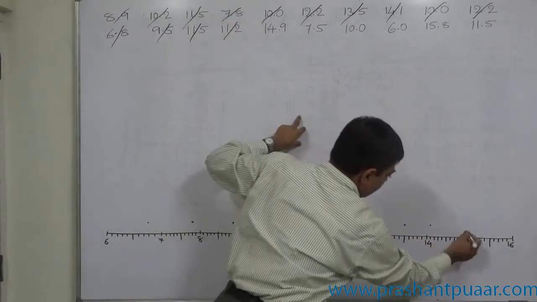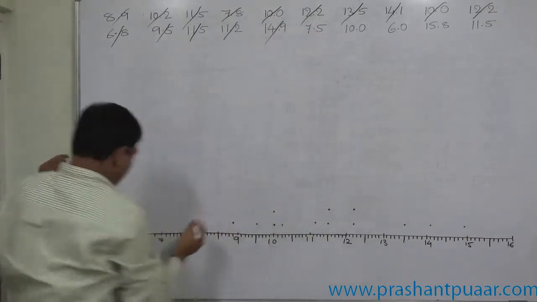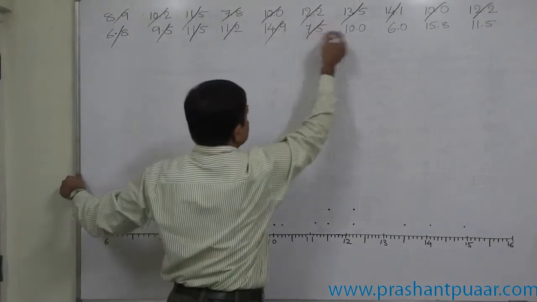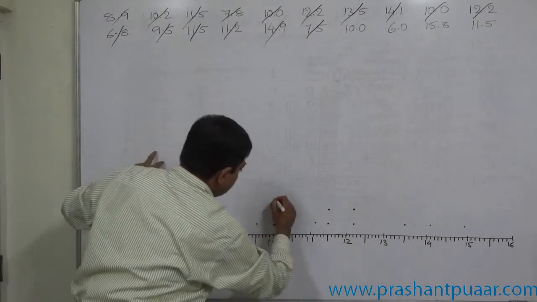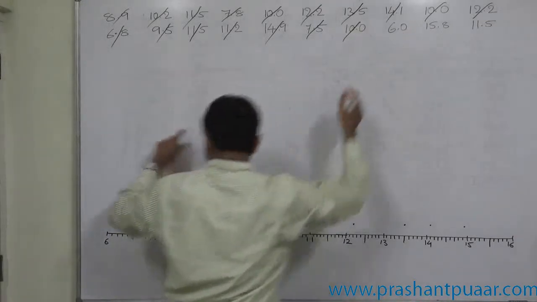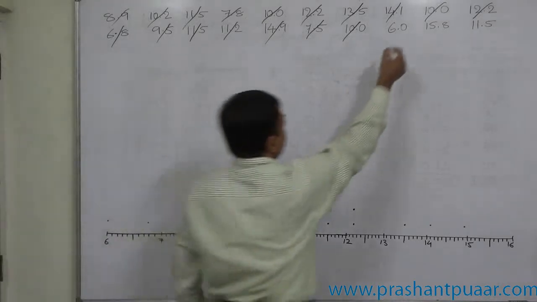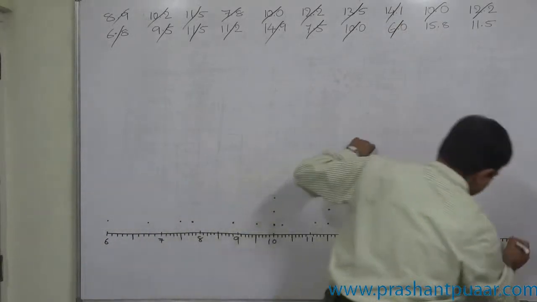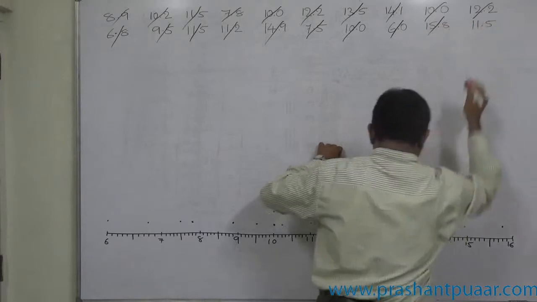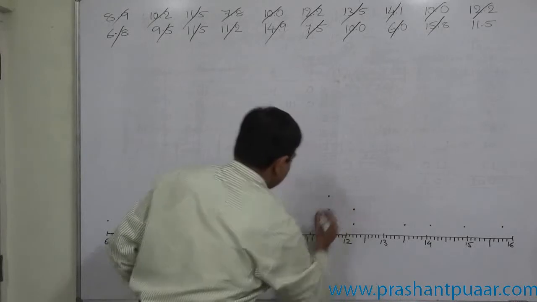14.9. 7.5. 10 again, 10 third time, so use the third centimeter mark. 6. 15.8, the highest value. And the last is 11.5. Again we are going to use the third centimeter mark.